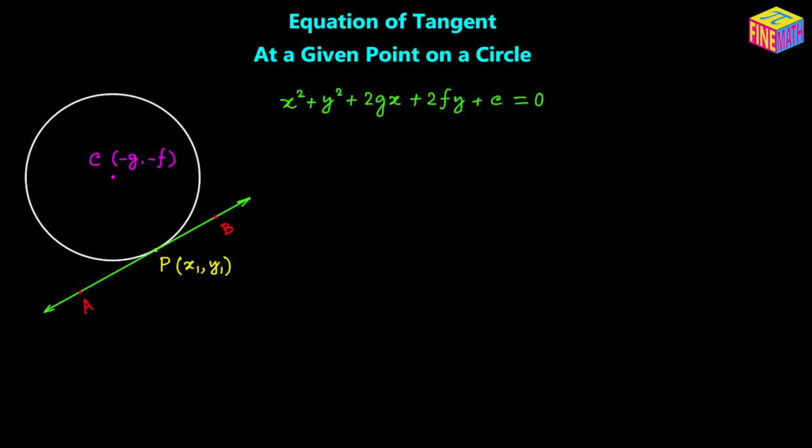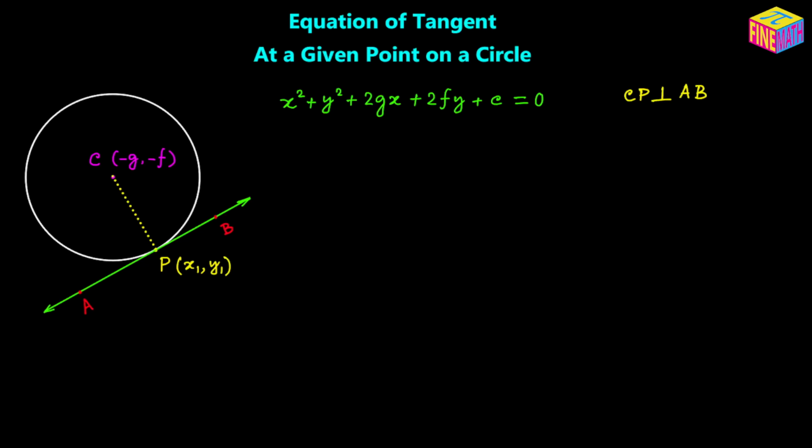Now somehow if we can calculate the slope of this line, then using the point slope form we should be able to determine the equation of the tangent line. So now let's try to see if there is a way we can calculate the slope of this tangent line. First, I'm going to connect C with P with a straight line, and this is nothing but the radius of the circle, drawn from the center onto the point. So this line segment CP will be perpendicular to the tangent line.